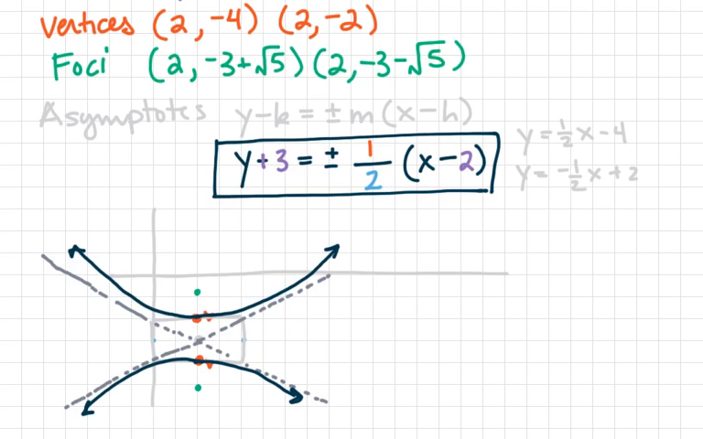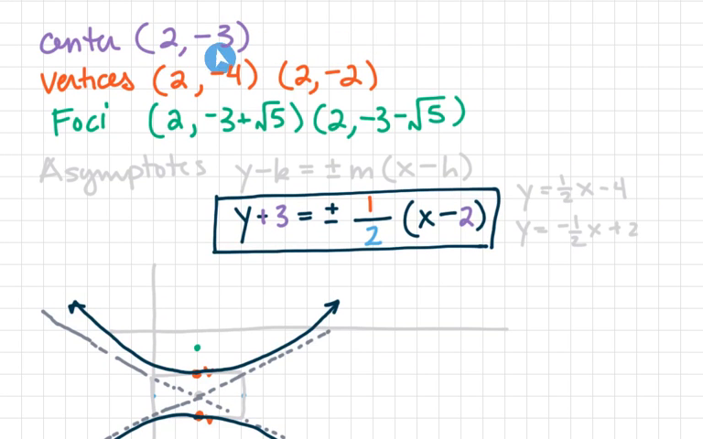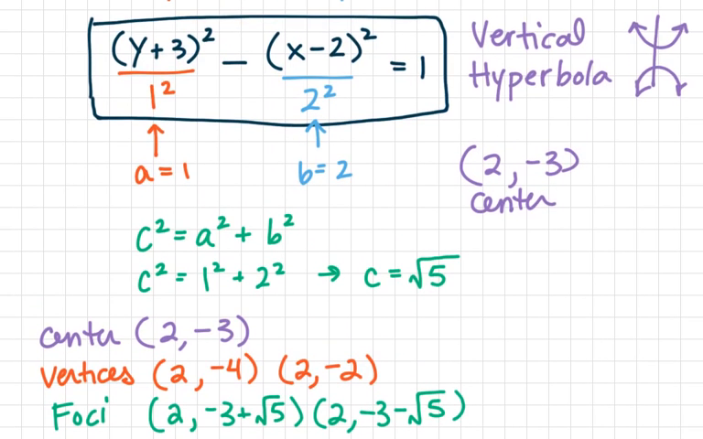So that's how we can deal with hyperbolas and graph them and list all of their attributes when they are not oriented or centered at the origin. In this case, the center was shifted off of the origin (h, k) units, or 2, -3.